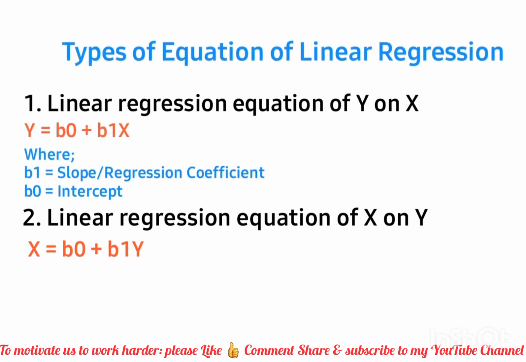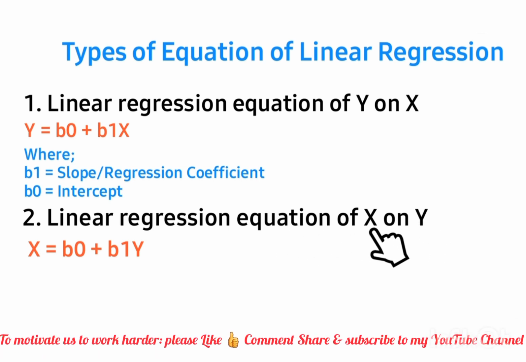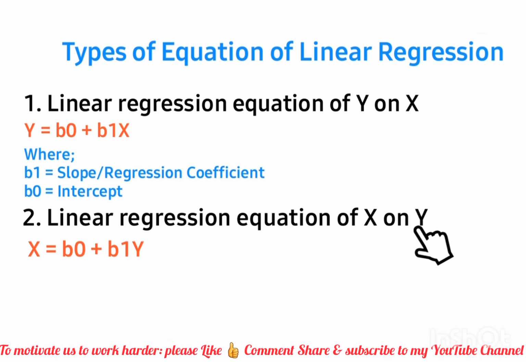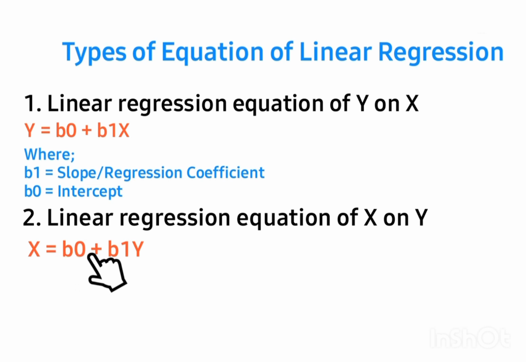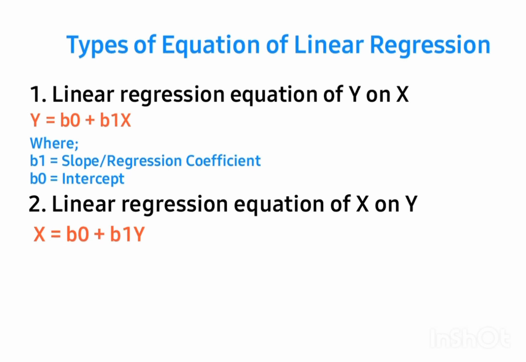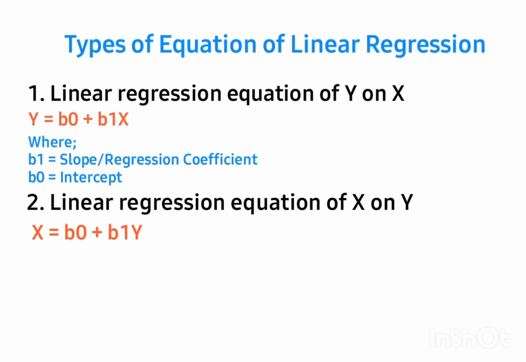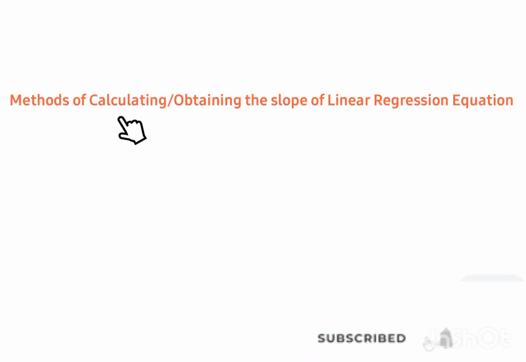The second type of linear regression equation is one known as the linear regression equation of x on y. Here we could see that x is dependent on y, meaning that x is the dependent variable while y is the independent variable. And the equation is x equals b0 plus b1y. And of course, we already know that b0 is the intercept, while b1 is the slope, also known as the regression coefficient. Now, let's see the methods of calculating or obtaining the slope of linear regression equation.